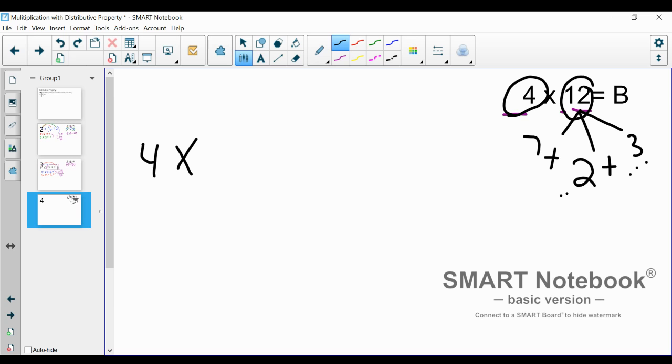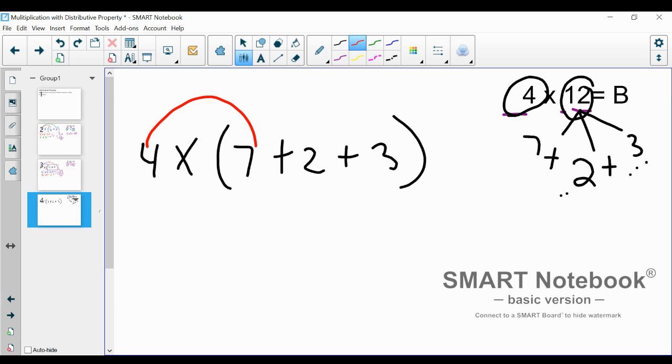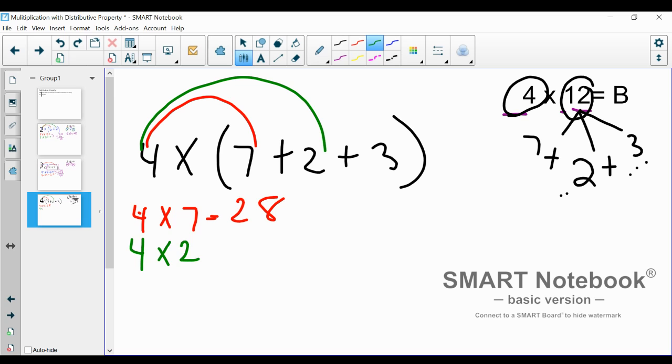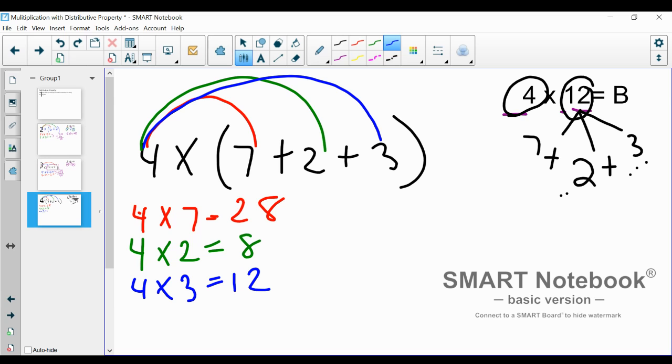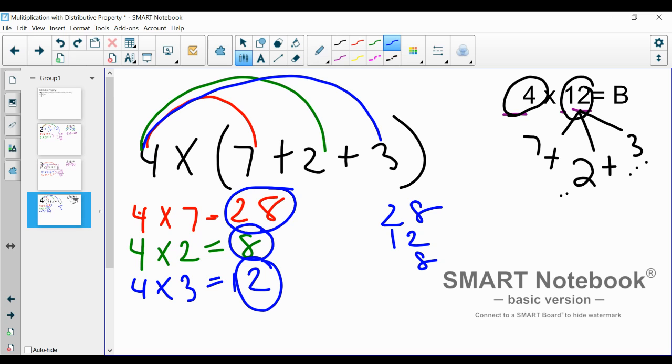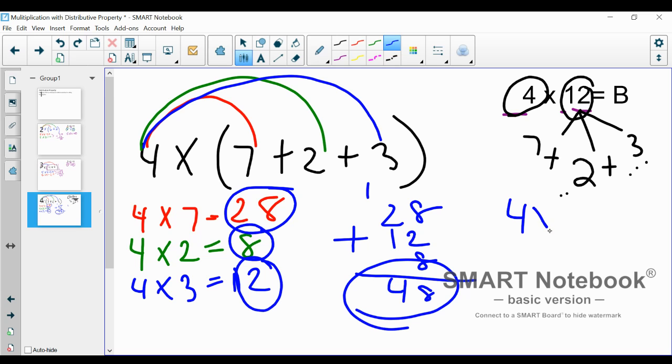So now I'm going to multiply 4 times 7 plus 2 plus 3, and I'm going to multiply all the way across. I'm going to multiply 4 times 7, which I know equals 28 because I'm good at my 4 times 7. And then 4 times 2 equals 8. And then 4 times 3 equals 12. And then you're just going to add all 3 of these together. So you're going to say 28 plus 12 plus 8. I like to do my numbers biggest to smallest, okay? And then 8 plus 8 is 16, 17, 18. And then 1, 2, 3, 4. That means 4 times 12 equals 48.